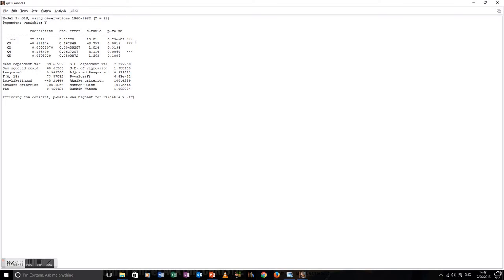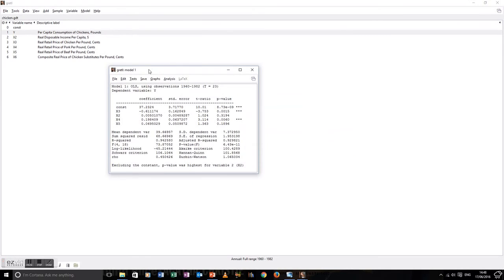And we notice the coefficient is the right sign, so that's good. Income, not significant. Price of pork, however, the substitute is significant. Again, right sort of sign, positive. Again, 99.9% statistical significance.